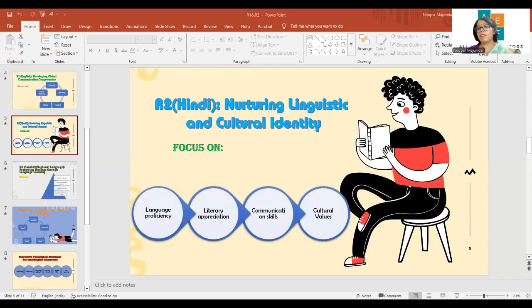The third focus area is communication skill. मातृभाषा में communicate करना आना चाहिए. Learners should confidently express ideas during discussions, presentations, interviews, and group activities, dear educators.